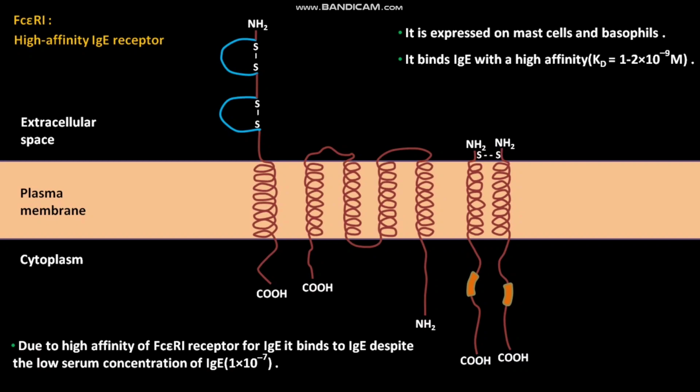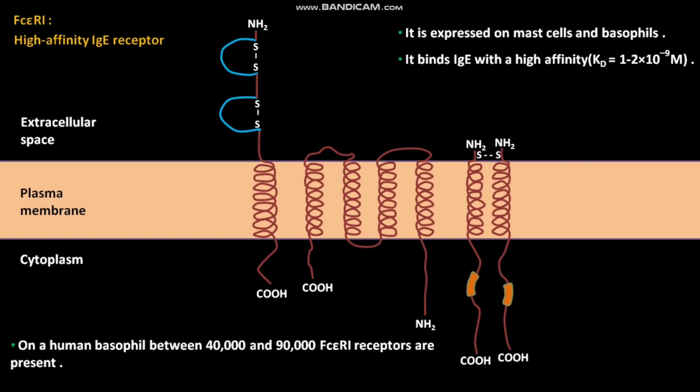Due to the high affinity of the Fc epsilon R1 receptor for IgE, it binds to IgE despite the low serum concentration of IgE, that is 1 × 10^-7. On a human basophil, between 40,000 and 90,000 Fc epsilon R1 receptors are present.